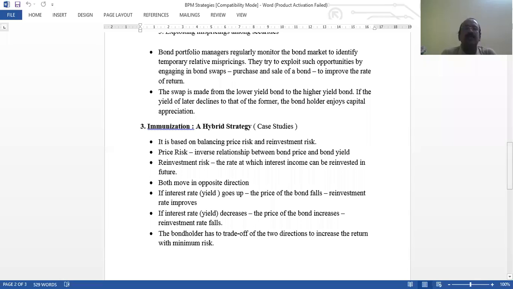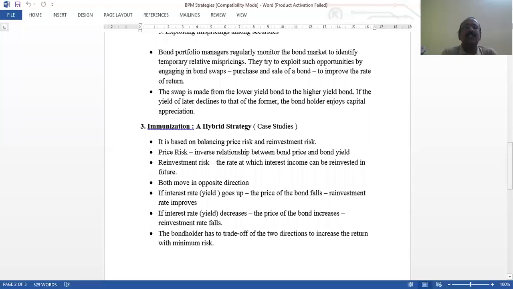So if the interest rate, the yield, goes up, what will happen? The price will fall. And then the reinvestment rate improves. So you can reinvest at a higher rate, and the bondholder receives higher interest. But if the interest rate falls, the yield decreases, the price increases. But the reinvestment rate falls because you reinvest at a lower rate. So the bondholder has to take the balance between the two. The bondholder has to trade off between the two to increase the return with the minimum risk.